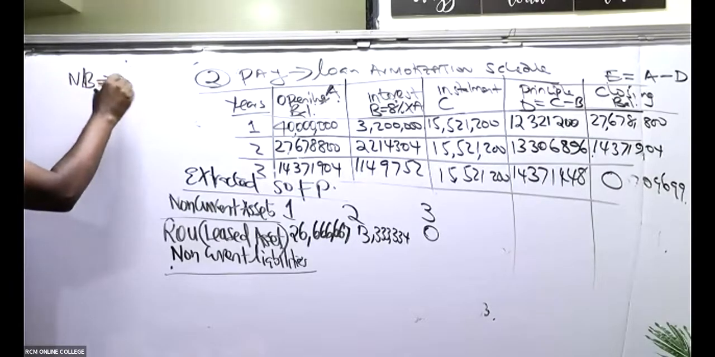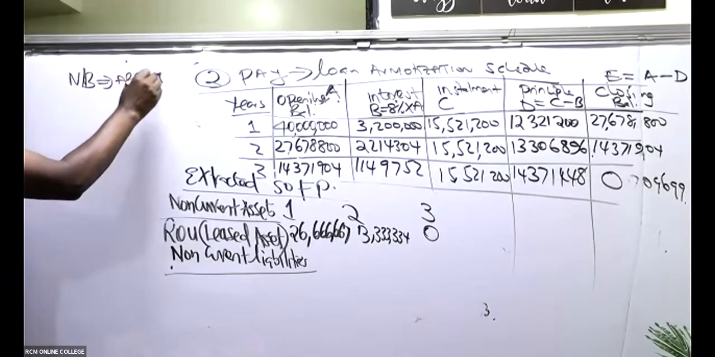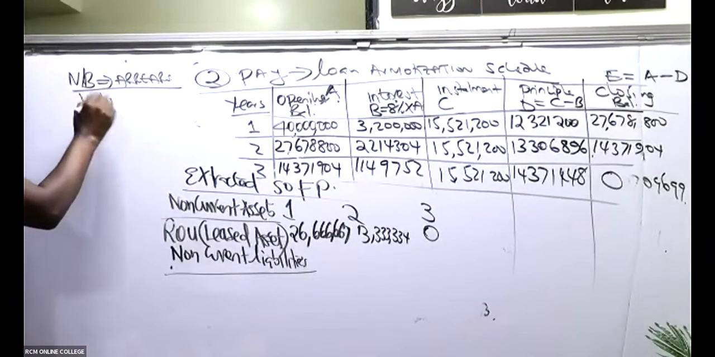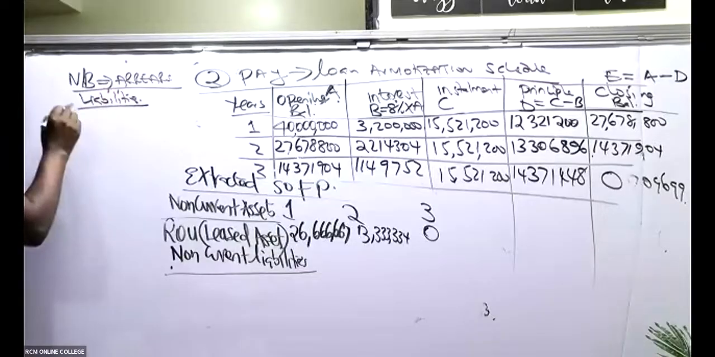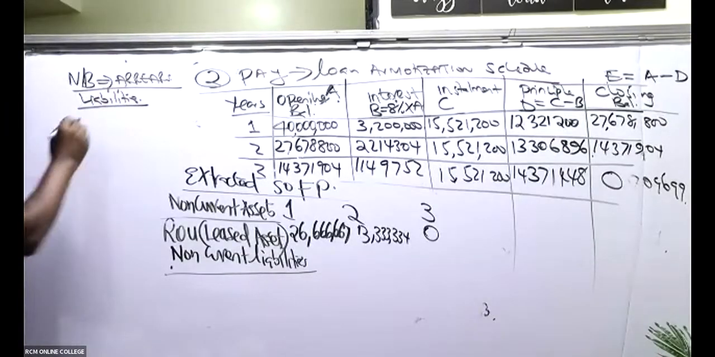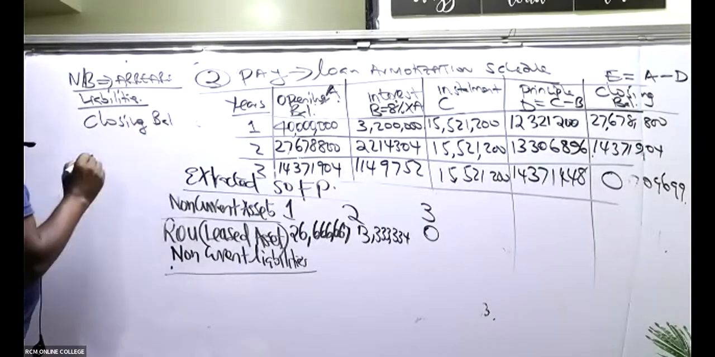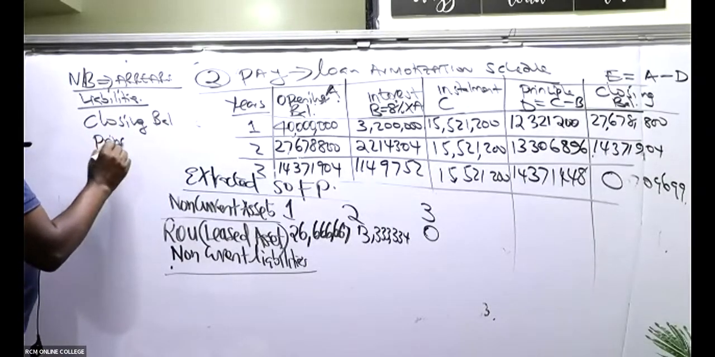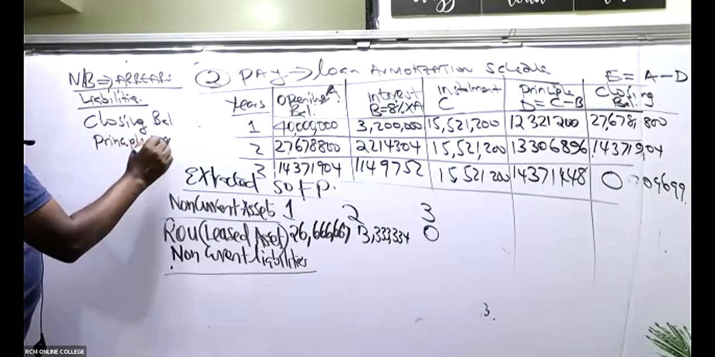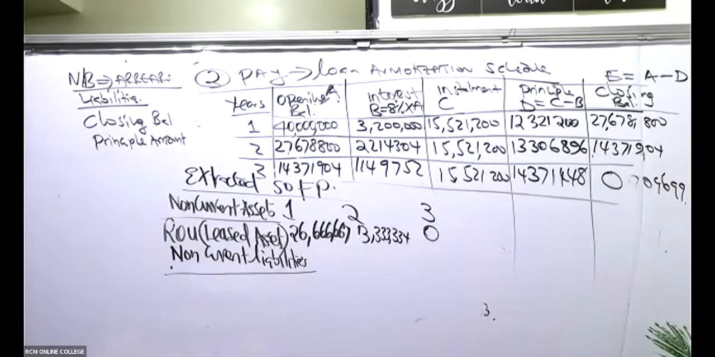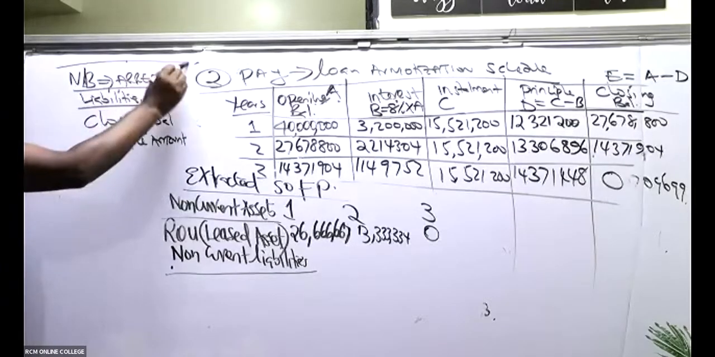If payments are done in arrears, in terms of liabilities, we shall always pick the closing balance and the principal amount. These are very, very important notes. Please write it in full like this.